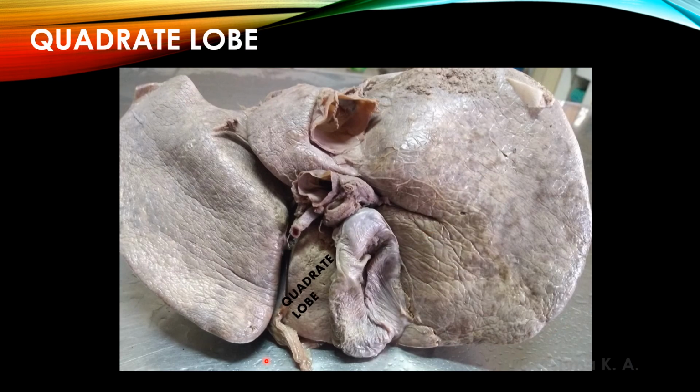The quadrate lobe is situated on the inferior surface of right lobe of the liver. It is rectangular in shape and hence its name quadrate. It is bounded to the right by the fossa for gallbladder, to the left by the fissure for ligamentum teres hepatis, anteriorly by the inferior border and posteriorly by the porta hepatis.